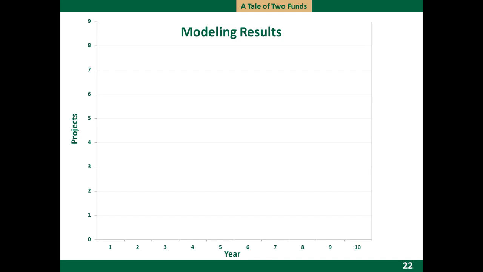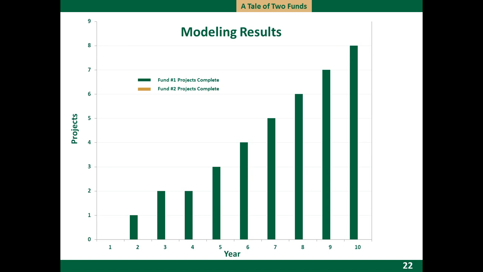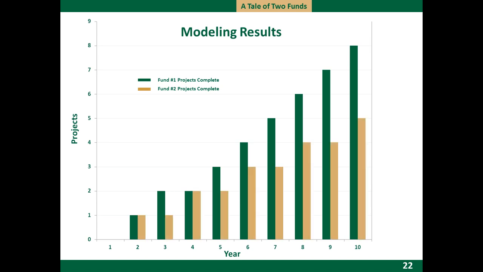So let's look at the total number of projects that each fund implements first, a very simple metric. So we see that fund number one is going to grow steadily over time, and it implements 8 projects by the end of year 10. By comparison, fund number two is only going to implement 5 projects by the end of year 10. So why such a big difference in project execution given the relatively small differences in fund design?